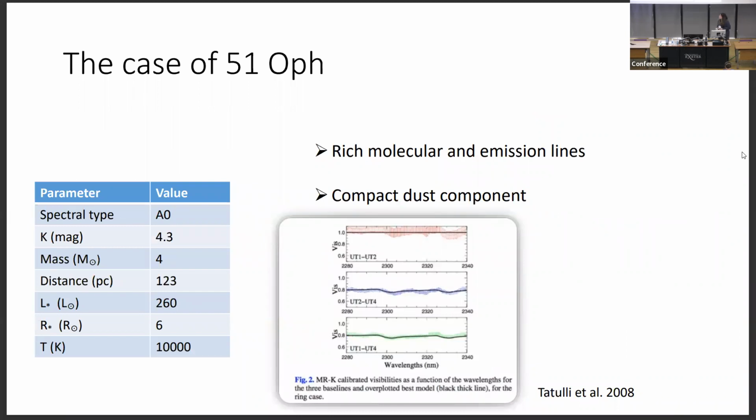And here is a bit more about 51F. So 51F is a Herbig AUV star. It has a mass of around 4 solar masses. It has rich molecular and atomic lines, and it has a compact dust component. So the reason we chose this target was because we knew before that it exhibits CO overtone emission, which is quite bright. Here's an example of AMBER data in 2008 of this source, and we can see that they marginally resolve this CO emission. So this is the visibility. And they found that the CO emission originates really close to the star, around 0.15 AU.